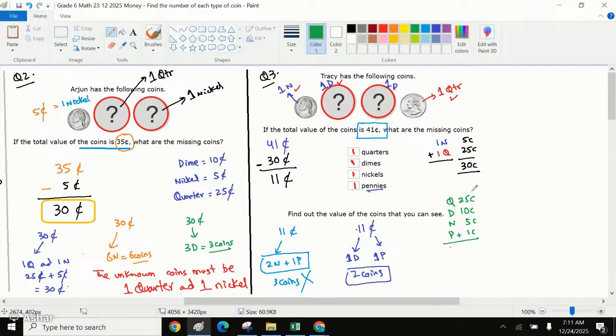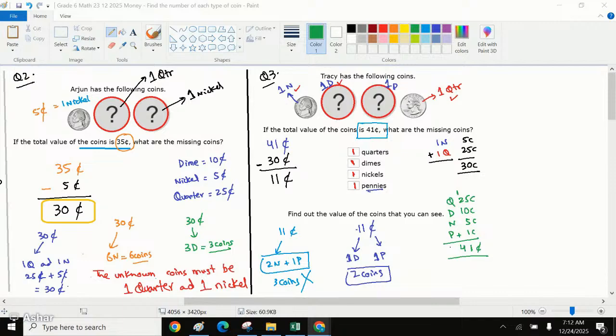When we add these numbers together, 5 plus 0 is 5. 5 plus 5 is 10. 10 plus 1 is 11. We write 1 and we carry 1. 1 plus 2 is 3. 3 plus 1 is 4. So can we say the total is 41 cents? That means the denominations that Tracy had were 1 quarter, 1 dime, 1 nickel, and 1 penny. Okay?